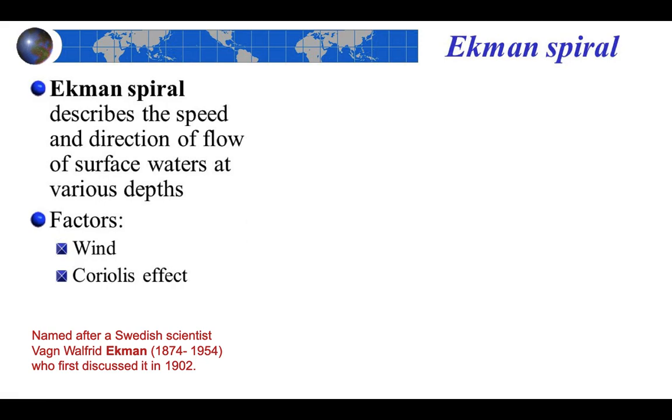Remember, the Coriolis effect is the deviation of all items not attached to the Earth, like air masses and airplanes and ocean current systems. They deflect to the right in the northern hemisphere, but they deflect to the left in the southern hemisphere. The Ekman spiral and the related phenomenon was first recognized by a Swedish scientist, Vagn Walfrid Ekman, who lived between 1874 and 1954.